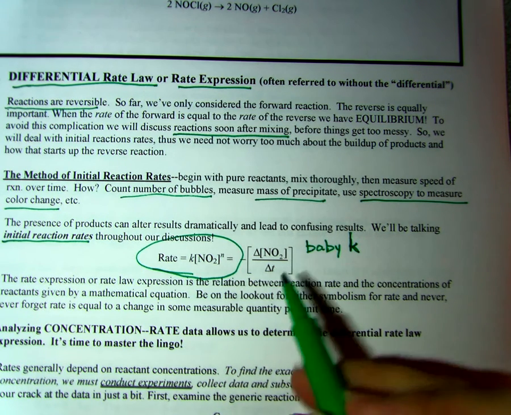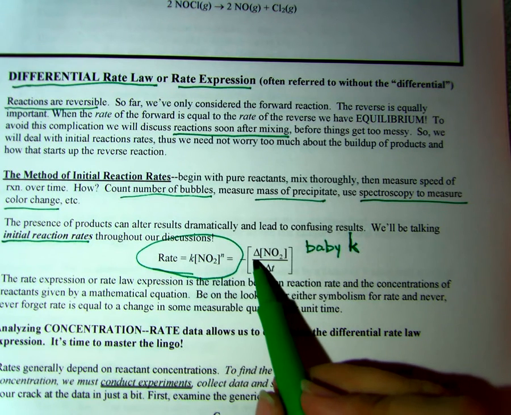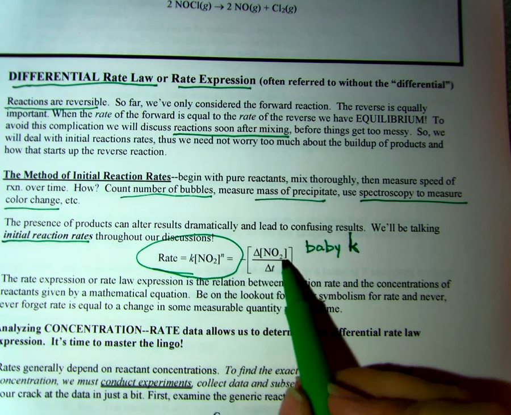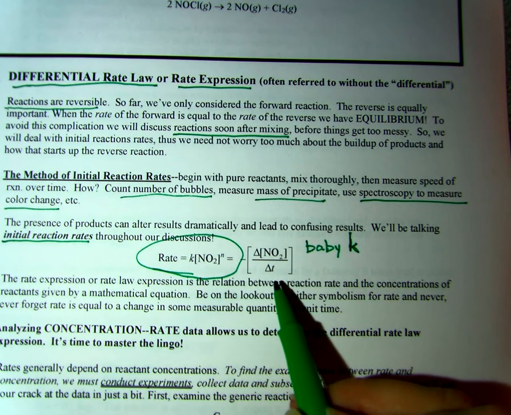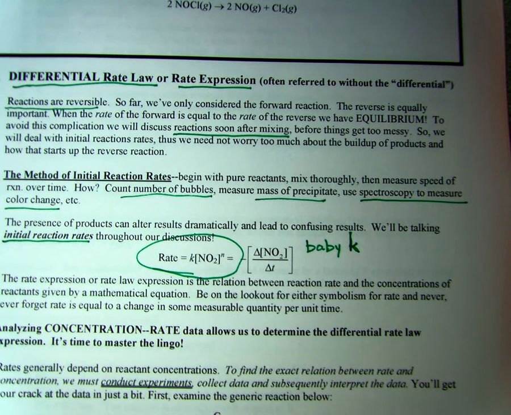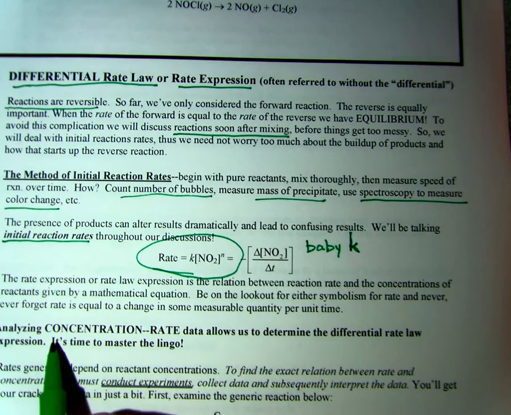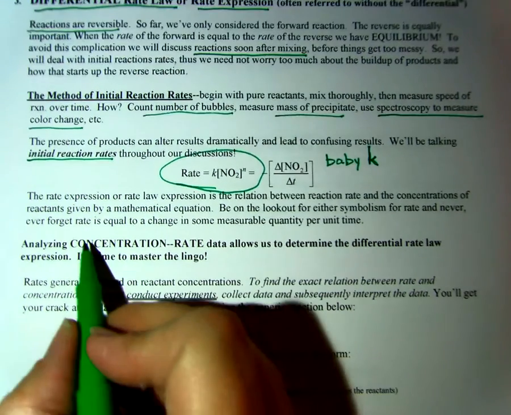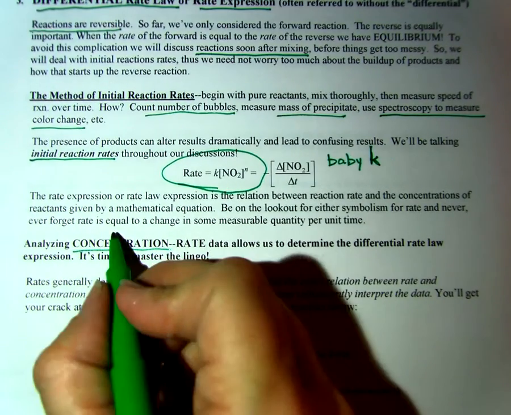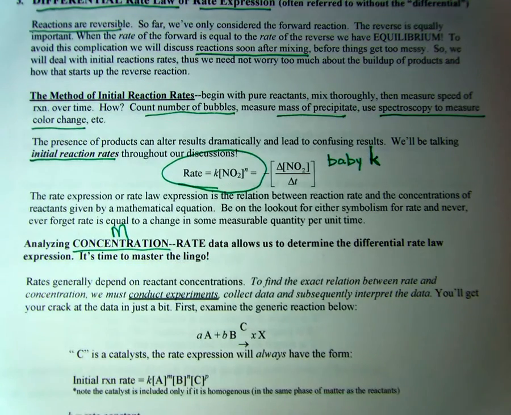Another way to look at it is what we talked about before, the change in concentration over the change in time. That's your slope, rise over run. We're going to be analyzing concentration. And remember, concentration is capital M for molarity.